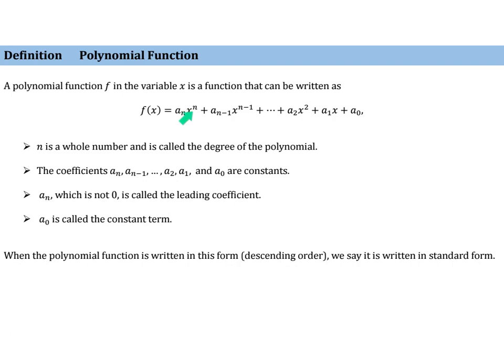Whenever we look at those exponents, the largest exponent, in this case n, is called the degree of the polynomial. The coefficients of our variable are real numbers, and the leading coefficient is simply the coefficient of the term with the highest power. This leading coefficient cannot be 0. The term that has no variable is called our constant term. Whenever we write it in descending order, that is called the standard form of the polynomial.